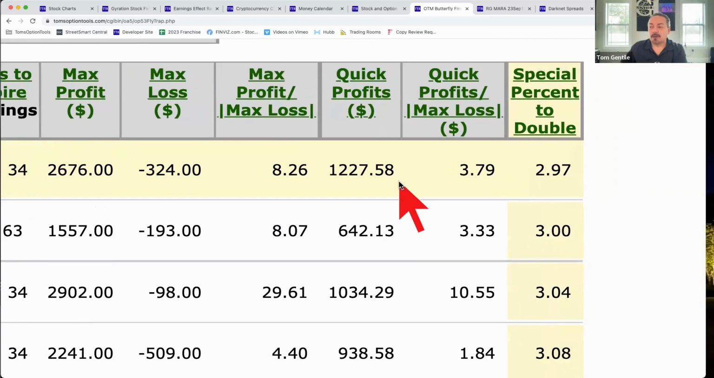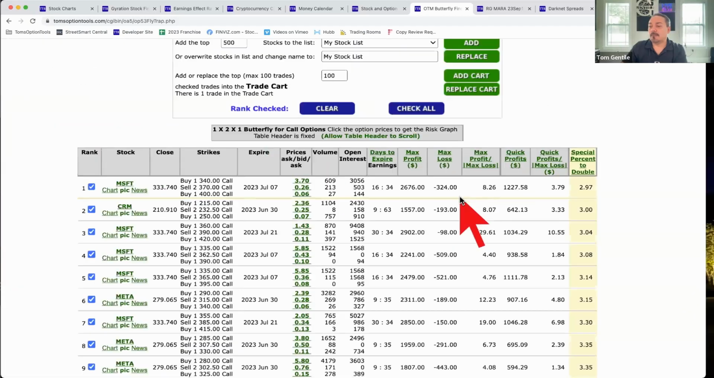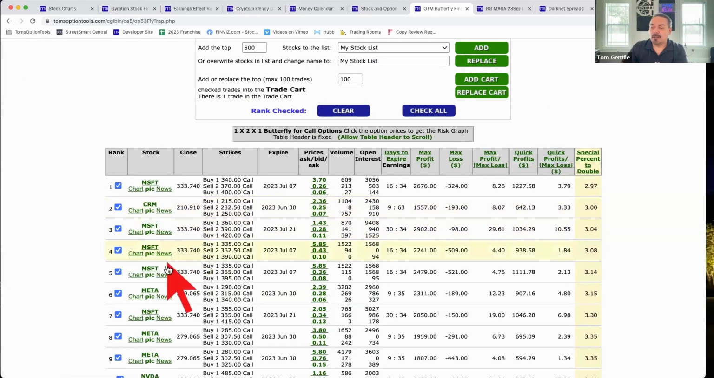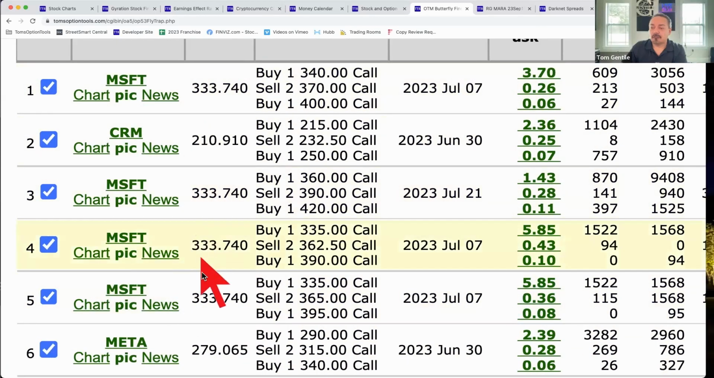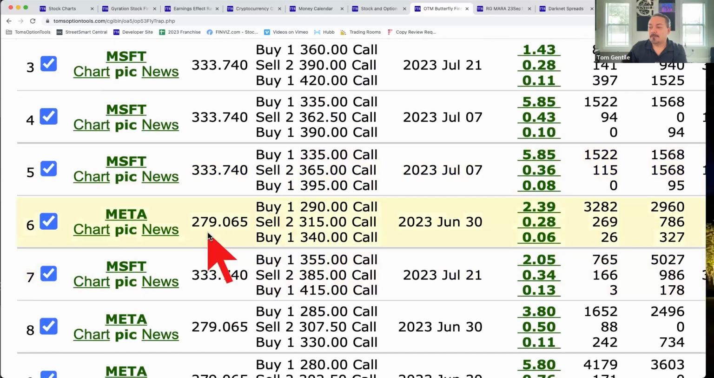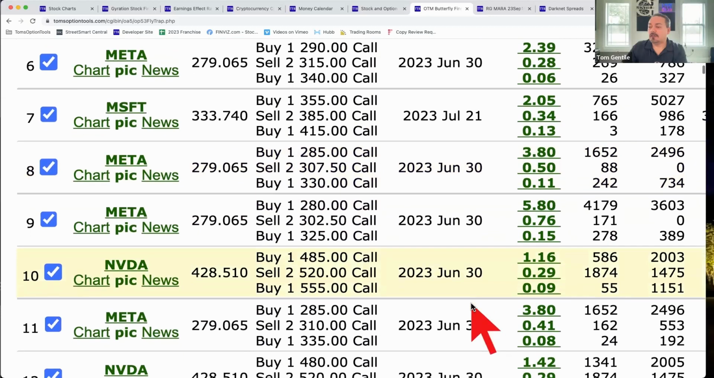So this is a run on Microsoft where we could see this potentially move higher, for whatever reason we might decide, whether it's a technical reason, a fundamental reason, whatever reason. And you can see the percent to double is a very, very small move in Microsoft for that to happen. Here's Salesforce.com, and this will give me up to five different trades on the same stock, which is why you see Microsoft in here a few times. Here's Meta. These are all options that are expiring very quickly.